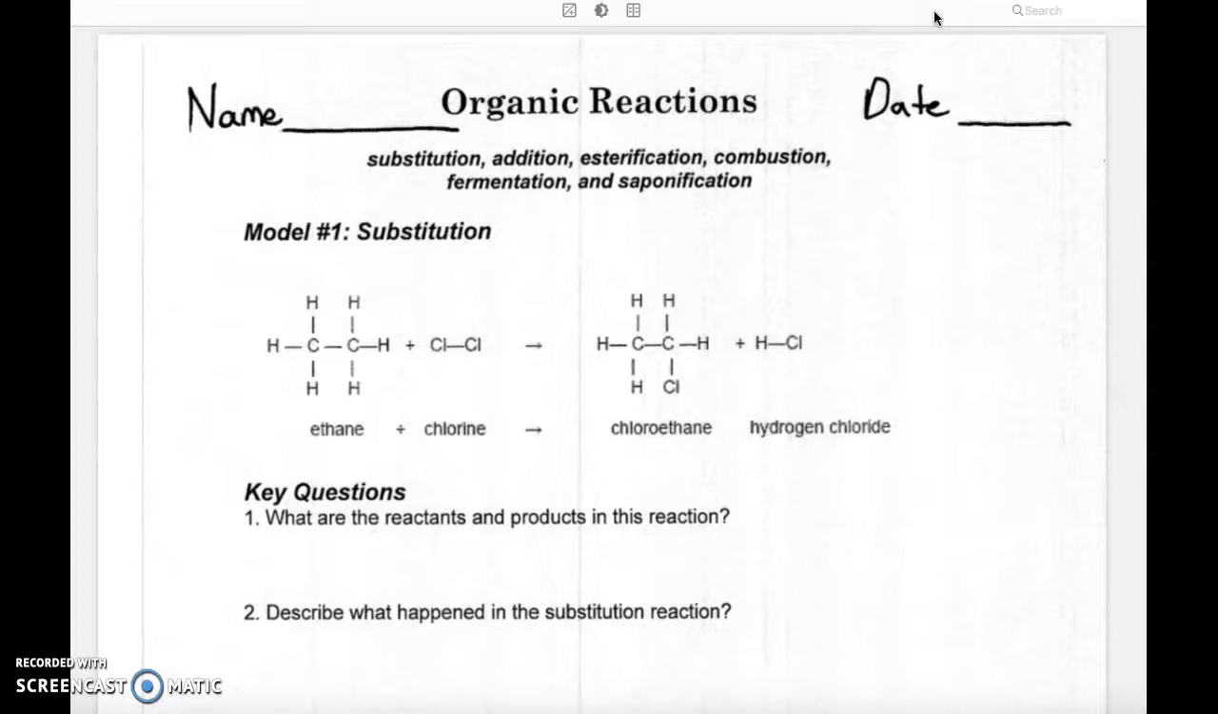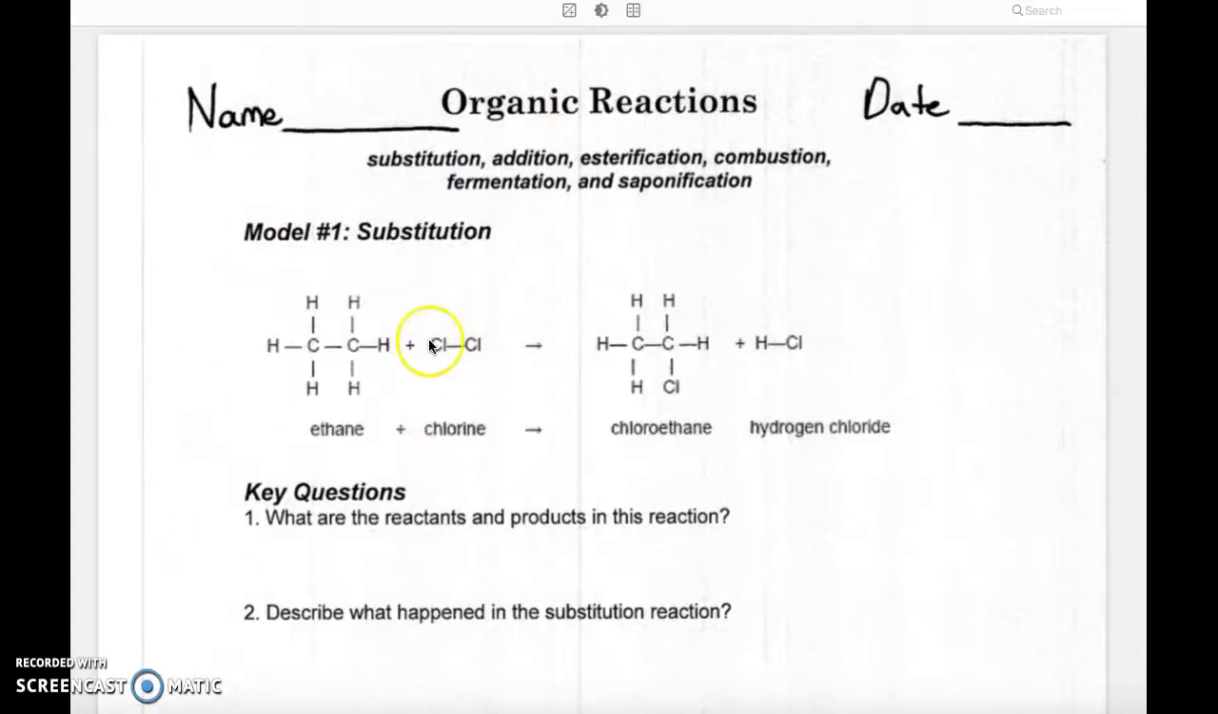So model one is talking about substitution. And the first question, as we can see here, we have ethane, which is part of the alkane group, hydrocarbon. And then we have chlorine. And once again, chlorine is one of those diatomic elements that cannot be by themselves. So we have chlorine coming in a pair.